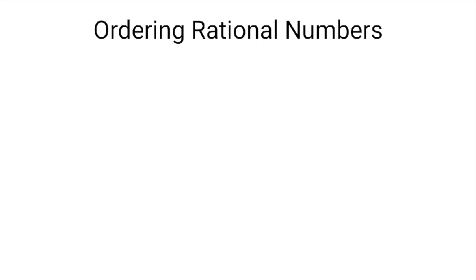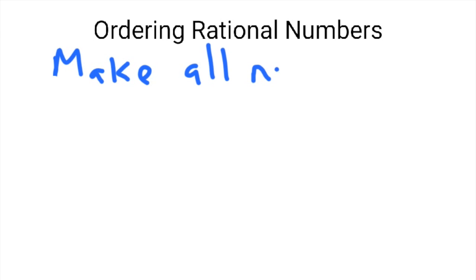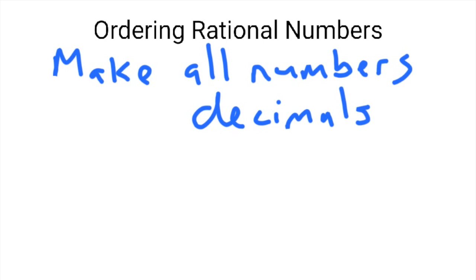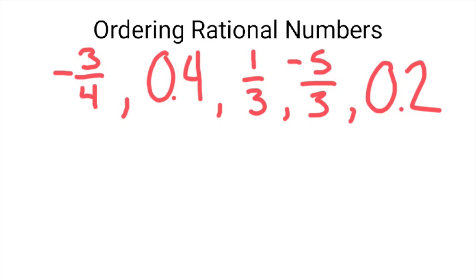Now, ordering rational numbers is a lot like when you were putting fractions in order in earlier grades. The key is to make all the numbers the same so that they're easier to put into order. So that might mean making all the numbers into decimals. Or if you want, you could make them all into fractions with the same denominators, whichever way you think is the easiest. Let's put these into order. To be able to do that, let's first change them all into decimals.